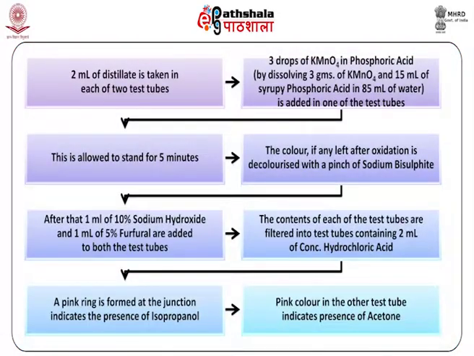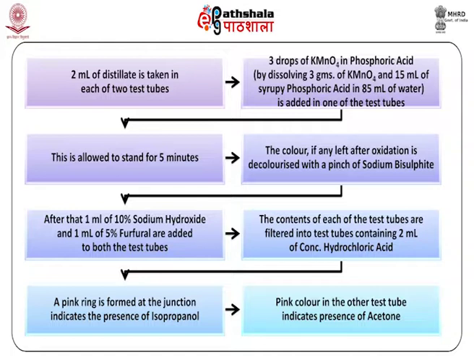The distillate is subjected to the test that I am going to tell you about. 2 milliliters of distillate is taken in each of 2 test tubes, and 3 drops of potassium permanganate in phosphoric acid, made by dissolving 3 grams of potassium permanganate and 15 milliliters of syrupy phosphoric acid in 85 milliliters of water, is added to one of the test tubes and allowed to stand for 5 minutes. The color, if any, left after oxidation is decolorized with a pinch of sodium bisulfite.